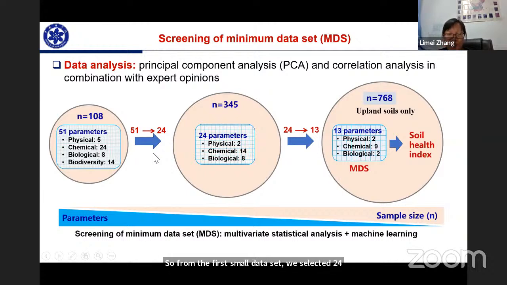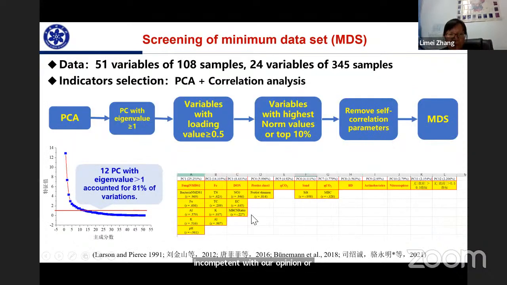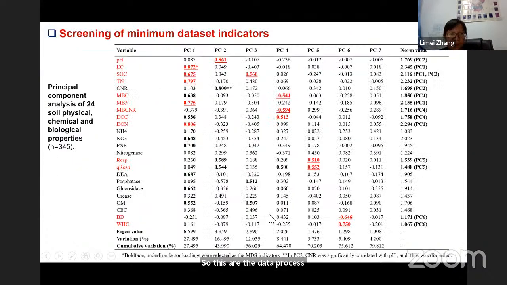For the next step, we enlarged the sample size to 345, and then measured the 24 parameters. From these 24 parameters, we further focused on 13 parameters as the minimum data set for upland soil assessment. We did this data screening mainly based on PCA analysis and correlation analysis, combined with our opinion or experience. So these are the data processing details.